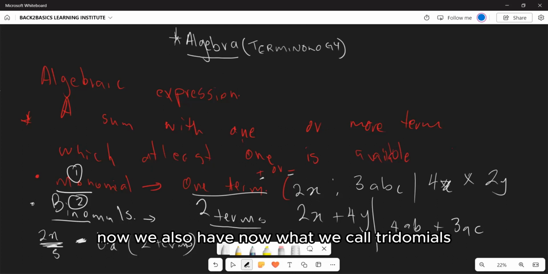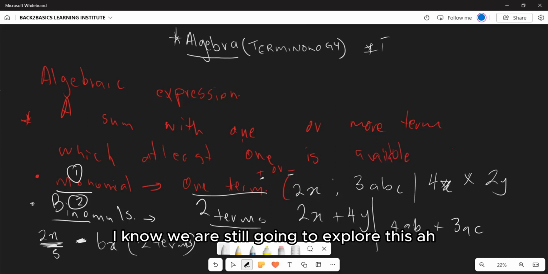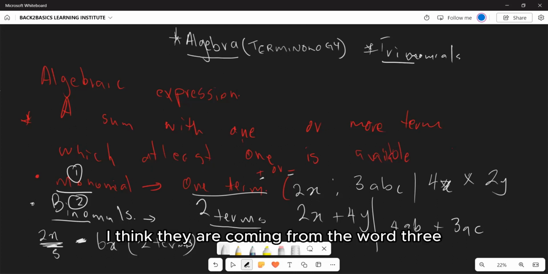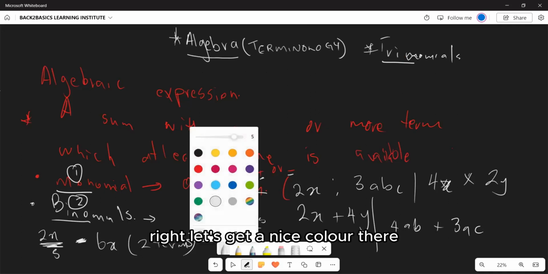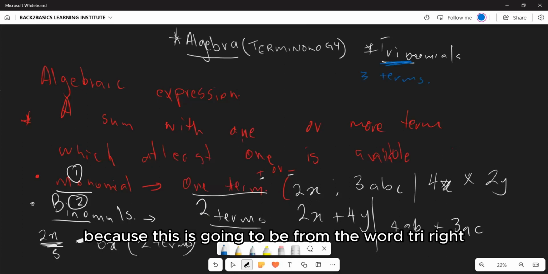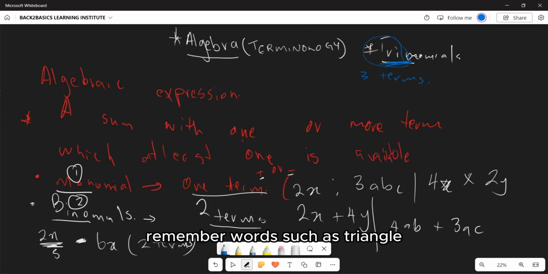Now we also have what we call trinomials. I know we are still going to explore this in much more detail when we continue. Trinomials come from the word three. When you think of the word trinomial, you are thinking of three terms, because it comes from the word tri. Remember words such as triangle, because they have three. It's a three-sided figure and consists of three vertices. So a trinomial is when you have three terms that are separated by a plus or a minus.